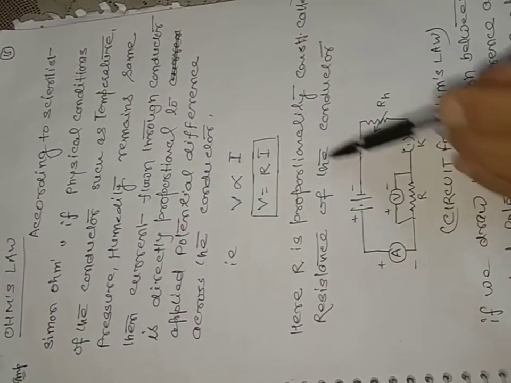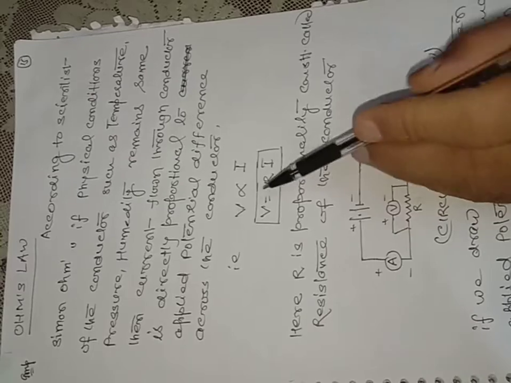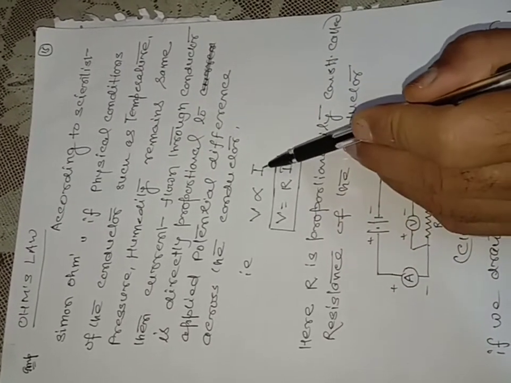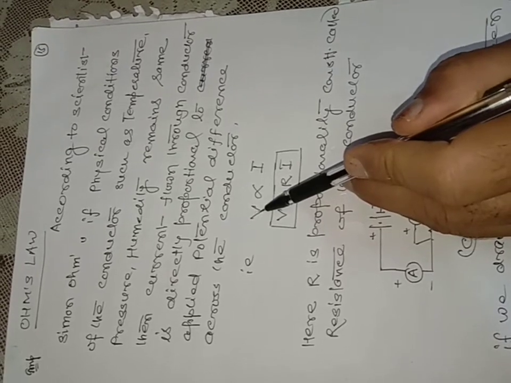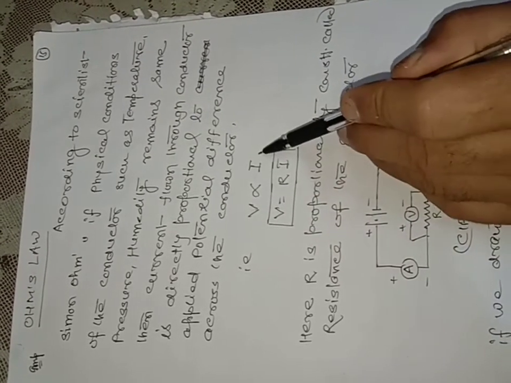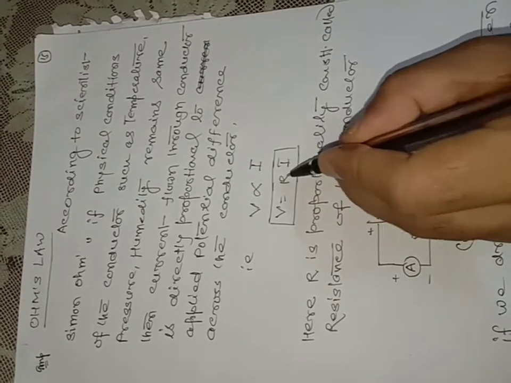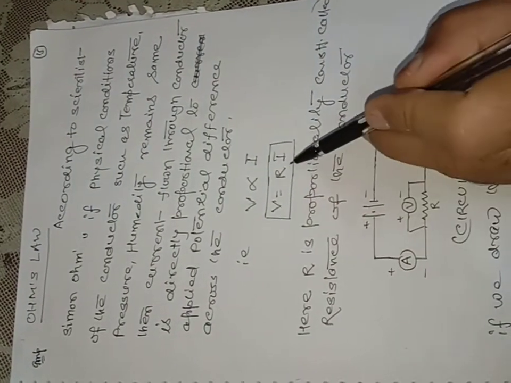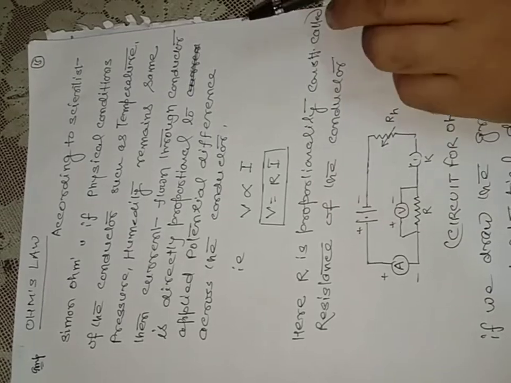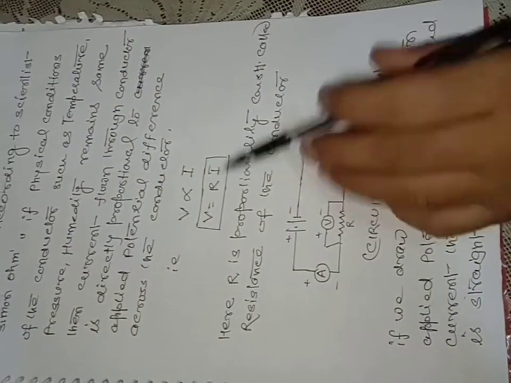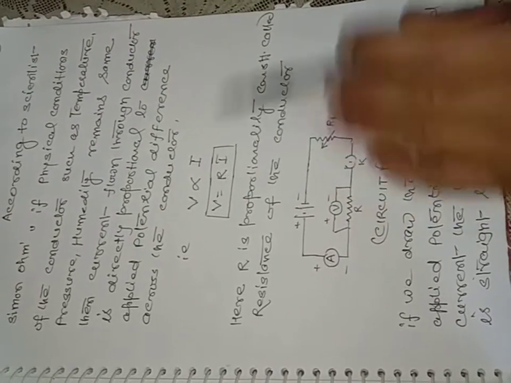Suppose we have a conductor and the applied potential difference across it is V, then I is proportional to V, or you can say V is proportional to I. If we take a proportionality constant, then V is equal to RI. Here this R is the proportionality constant, which is called the resistance of the conductor, and its value depends on various factors. We will discuss them later on.